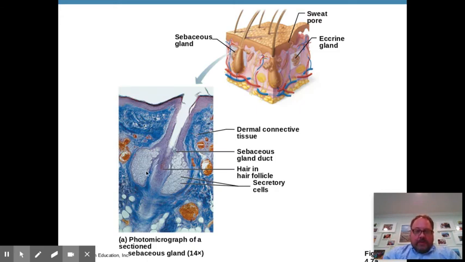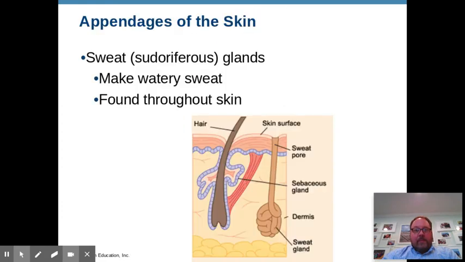Here, you see sebaceous glands. They're associated with follicles. So here you see a hair follicle. The sebaceous gland is sort of that mushy thing associated with the follicle. And then the sebum will travel up through this duct and onto the surface of the skin and again, lubricating the hair.